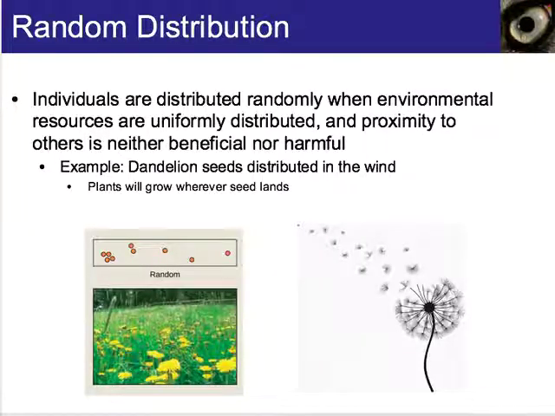And then finally we have random distribution. These are individuals that are distributed randomly when environmental resources are uniformly distributed and proximity to others is neither beneficial nor harmful. For example, if you were to blow on this dandelion, the wind is going to carry those seeds, and wherever they land is where that new dandelion is going to grow. And so that would be a random distribution.